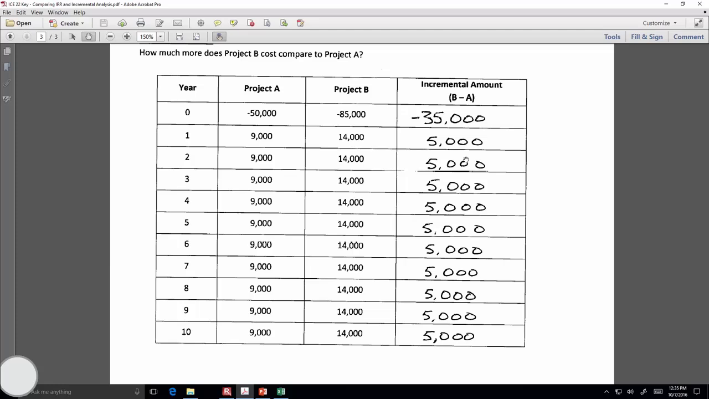The only way we know is depending on what the interest rate is. Because remember, money in the future is worth less than money today. So you're going to be shelling out $35,000 in year 0. Well, all of these future amounts may not be worth very much if you have a high inflation rate.